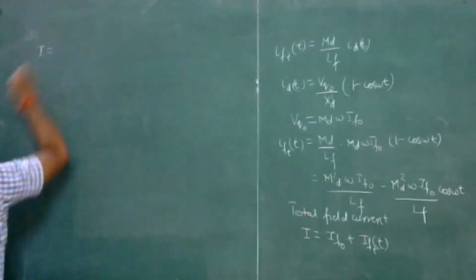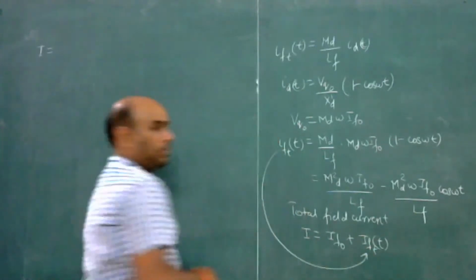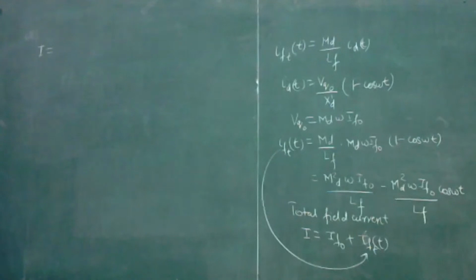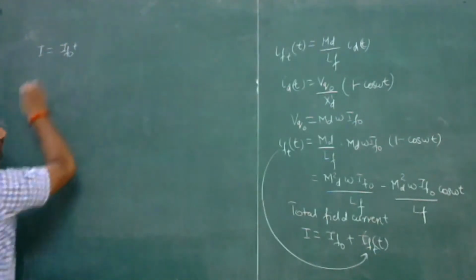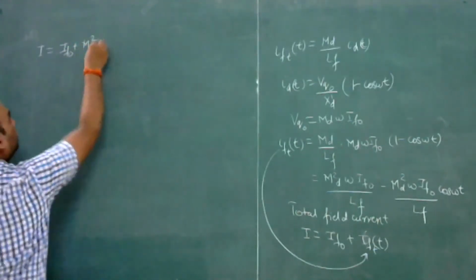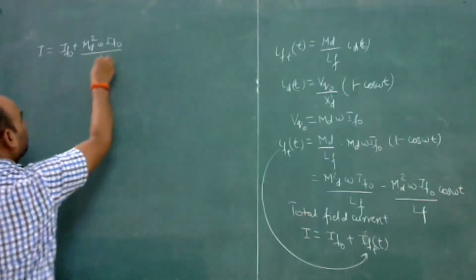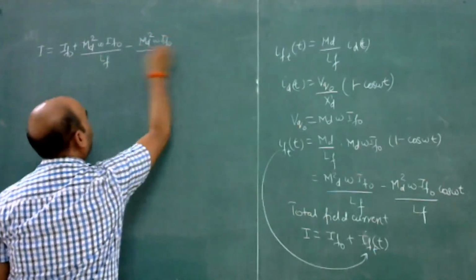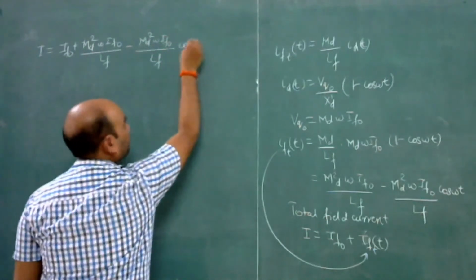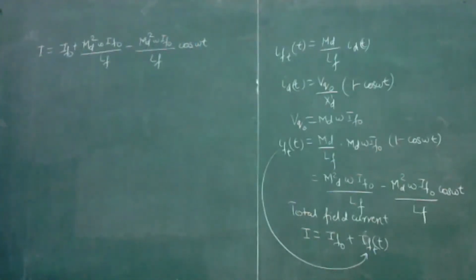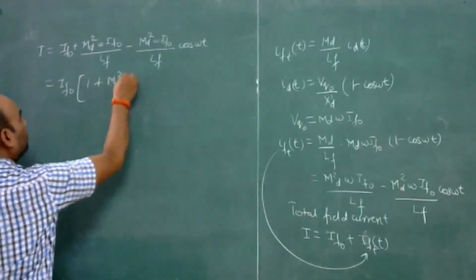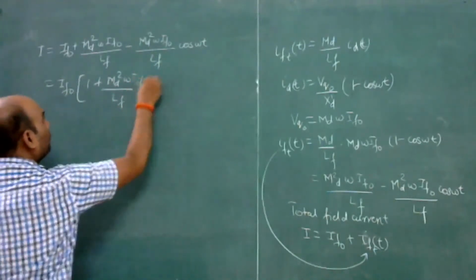So substituting the value of If naught here, this will be If naught plus Md square omega If naught divided by Lf minus Md square omega If naught divided by Lf cos omega t. Taking If naught common, this will be equal to If naught [1 plus (Md square omega by Lf)(1 minus cos omega t)].